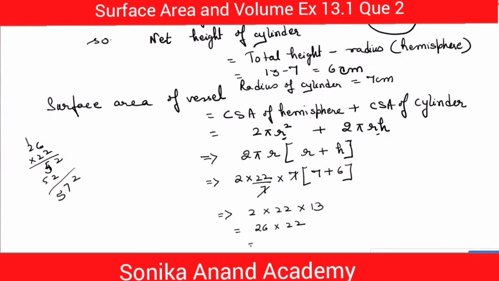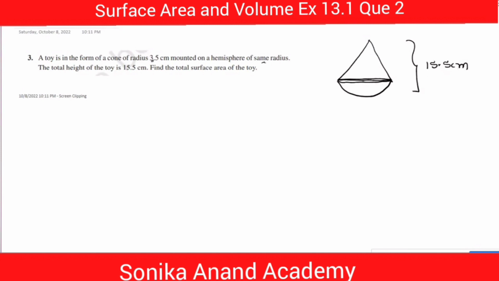So we have surface area in centimeter square. Now the radius of the cone is 3.5 centimeter. Clear? We have to find the total surface area of the toy. So for the total surface area, that means we have to split it into cone and hemisphere.